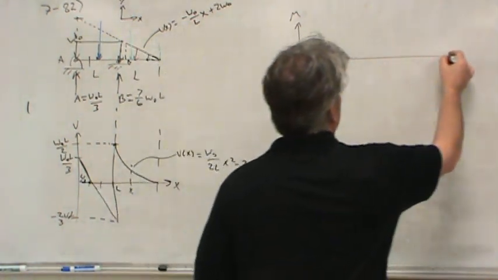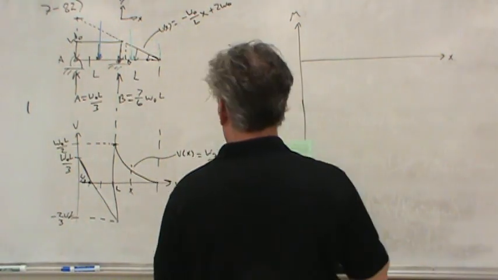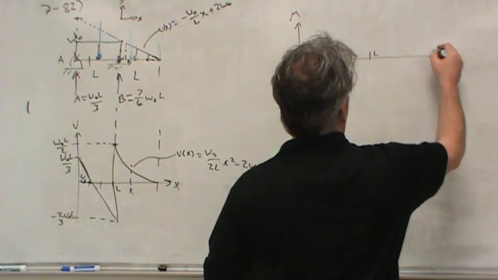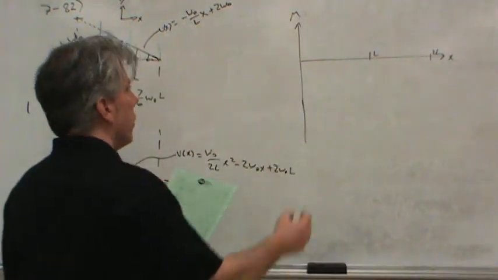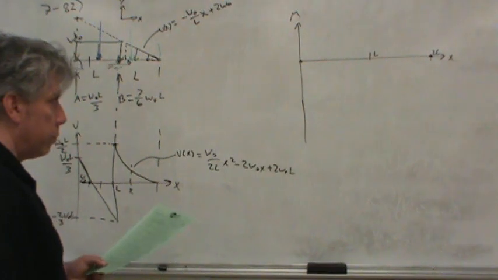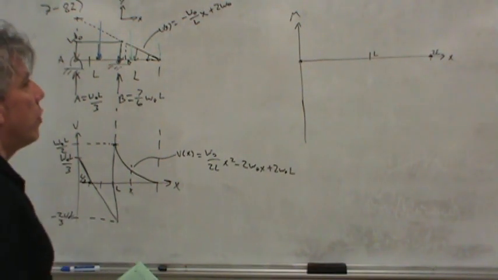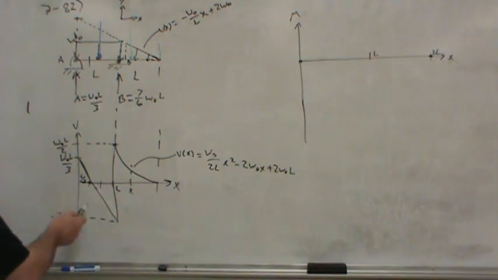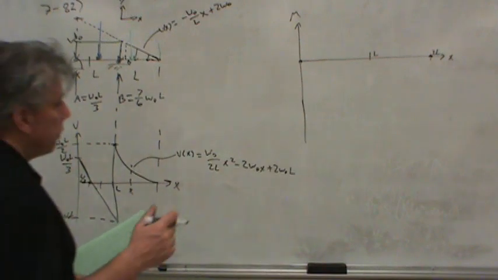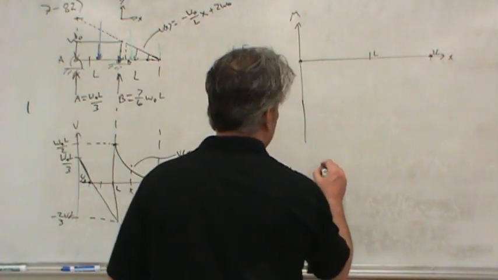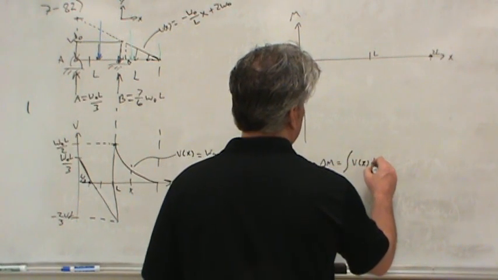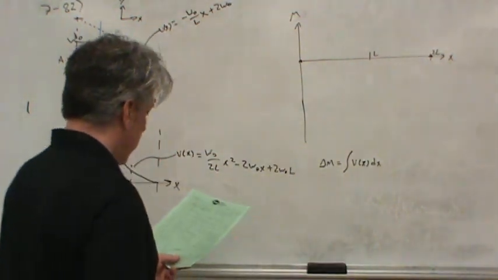Now let's see if we can plan ahead just a little bit. I'm going to make this one a little bit wider because I want to make sure I've got enough room to draw. So there's L and 2L. We know that we have to begin, and hopefully we will end, at a moment of 0. But let's check along the way, because the way that the moment graph changes is by integration of the shear graph. Mathematically, the change in the moment is equal to the integral of the shear as a function of position over that range, right?